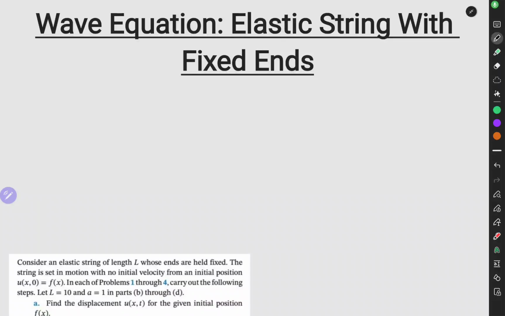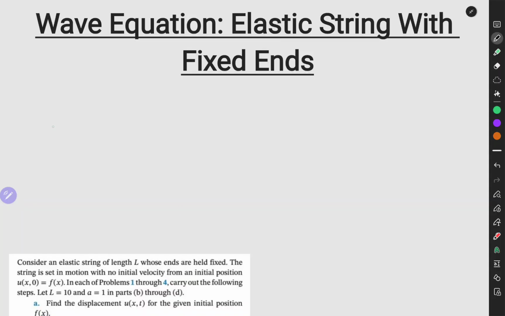Welcome back. We have finished heat conduction, and now I'm going to move on to the wave equation. And for the wave equation, we're not going to be looking at a rod anymore. It's now going to be something that could move like an elastic string.